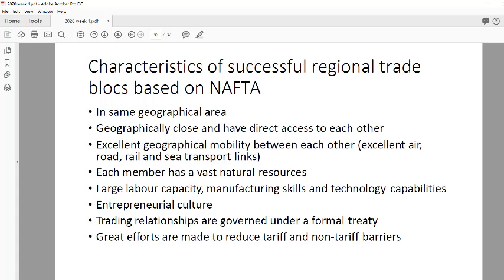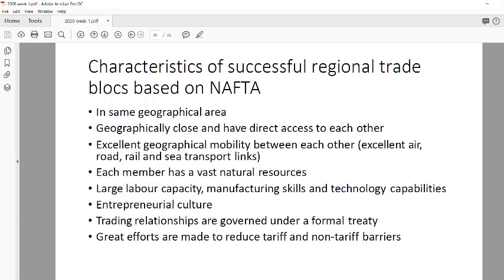They also have excellent geographic mobility between them. That means they had an excellent plane system, railroad, and seaport routes, and everything was really well coordinated between them and functioned well. They ran really well. All these countries also had a vast amount of natural resources, which helps.